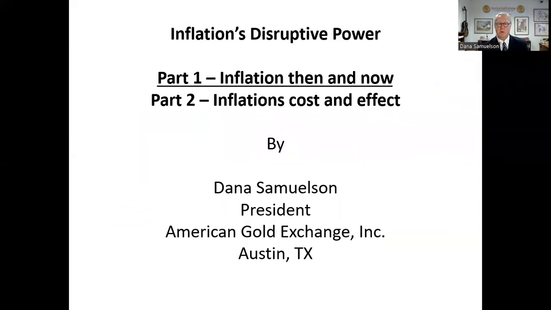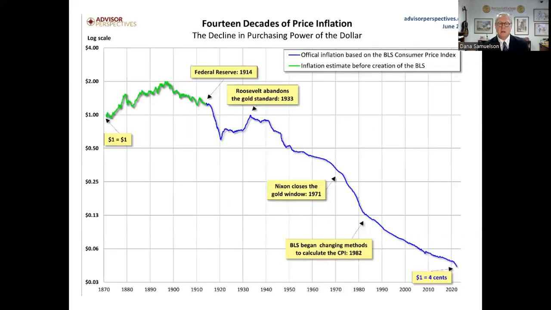Inflation's disruptive power. Inflation then and now. This is part one. So what does inflation do? It creates a loss of purchasing power.